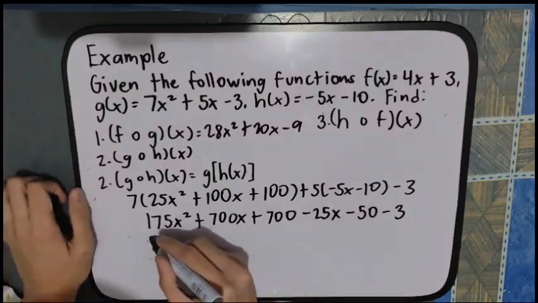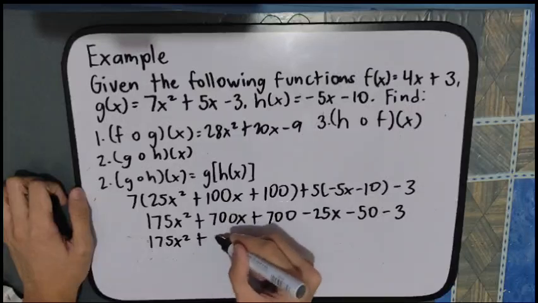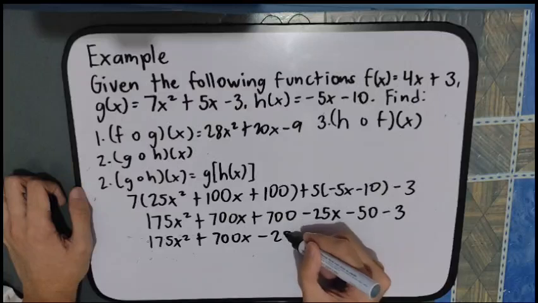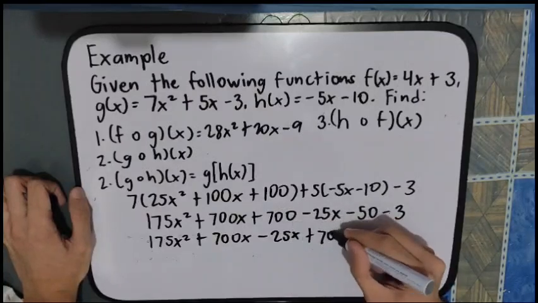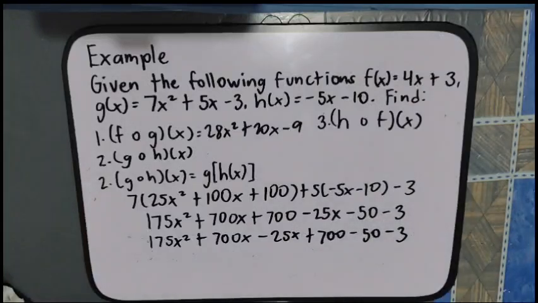So copy 175x squared and copy 700x. Move negative 25 here, negative 25x, and then move positive 700 here with negative 50 minus 3. So we're going to combine like terms now. The reason why I arrange the equation first is to have easier calculations for the simplifying of terms.